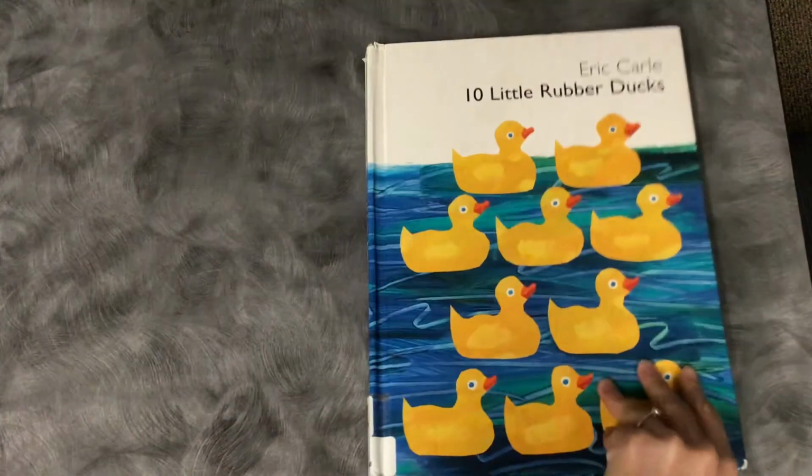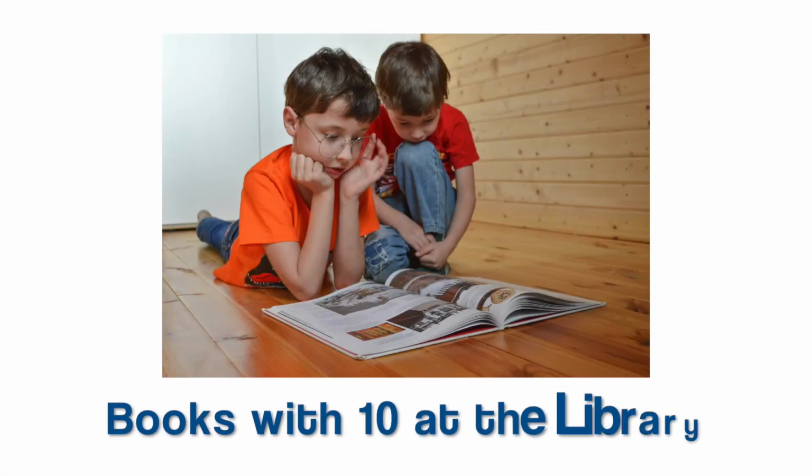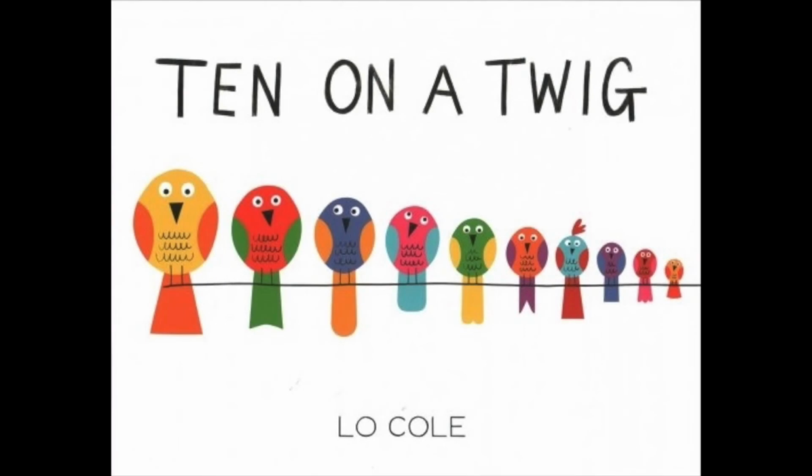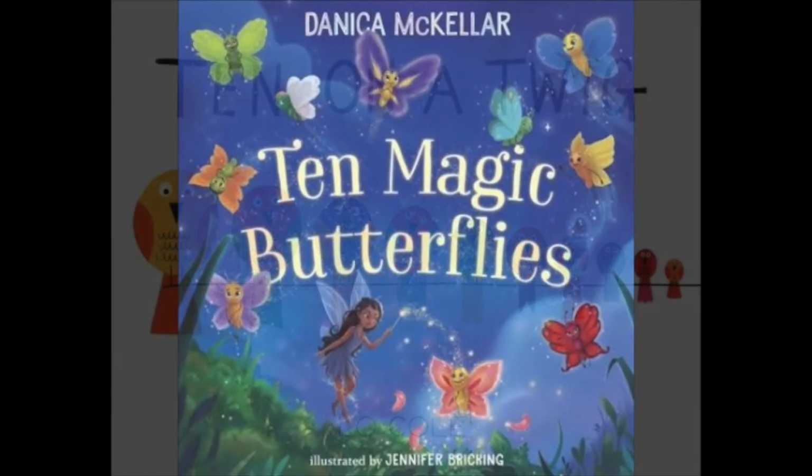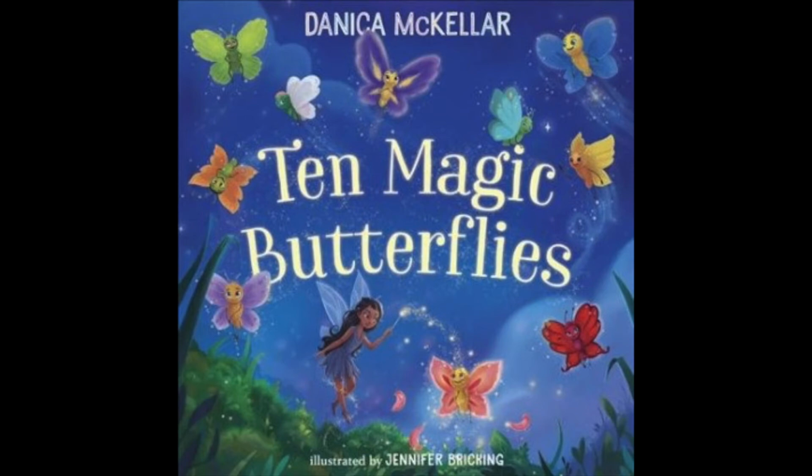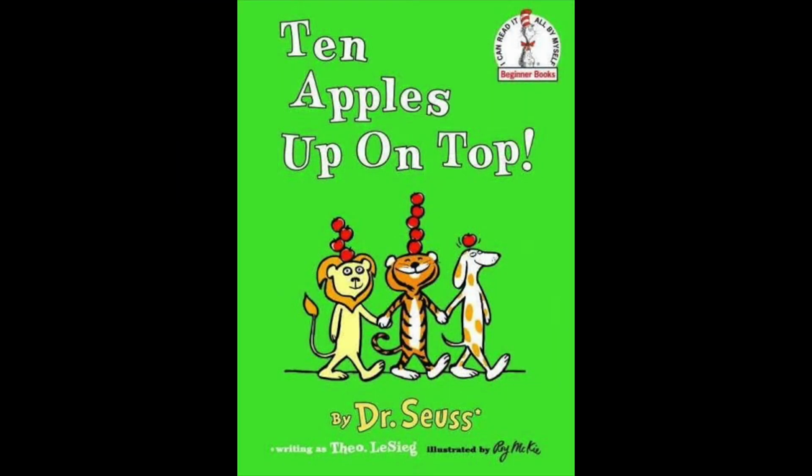The end. Other books with 10 available at the library or online through Overdrive, Libby, or Tumble Books include 10 on a Twig, 10 Magic Butterflies, and 10 Apples Up on Top.